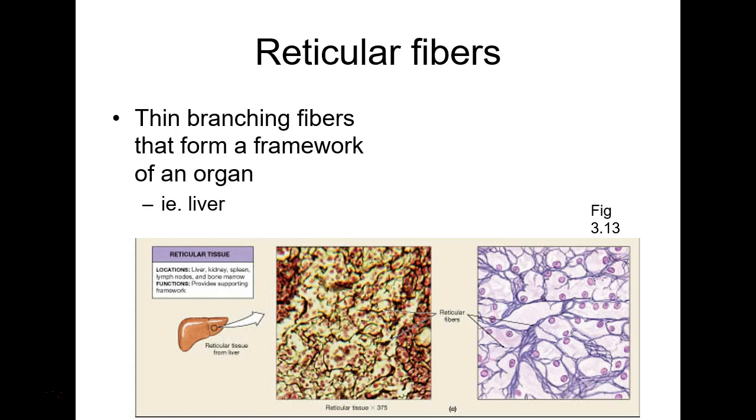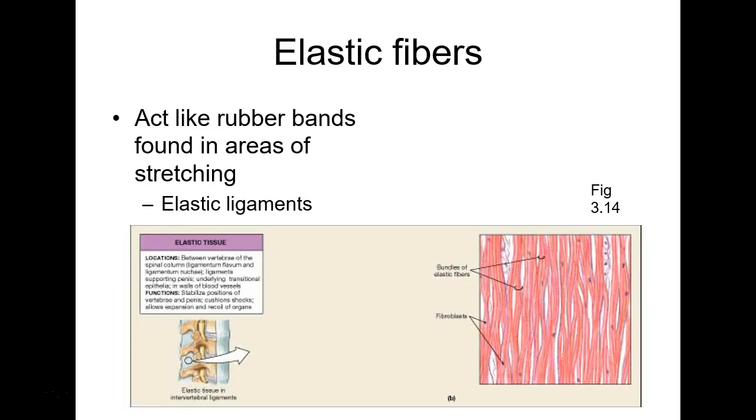Spleen, going to be the same thing. Remember, it provides a framework for organs. So reticular fibers are made by fibroblasts. Collagen fibers are made by fibroblasts. Elastic fibers are made by fibroblasts. So I'm probably not going to show you an elastic ligament. This is the backbone, the spinal cord's in there.